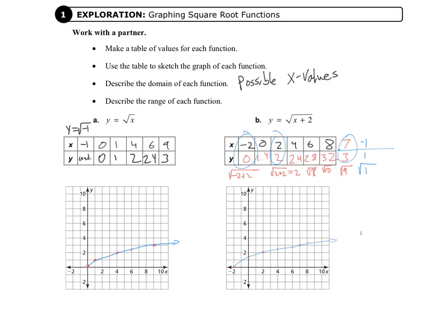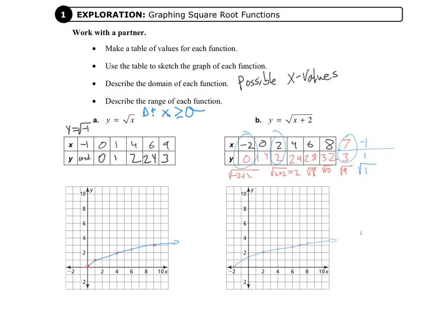Okay, so let's describe the domain and range here for each of these. For this first one, the domain, the possible x values, well, all the values that are positive, right? Can you put 0 in this? Yes, you can. So x is greater than or equal to 0. Okay? So you can put 0 in there.